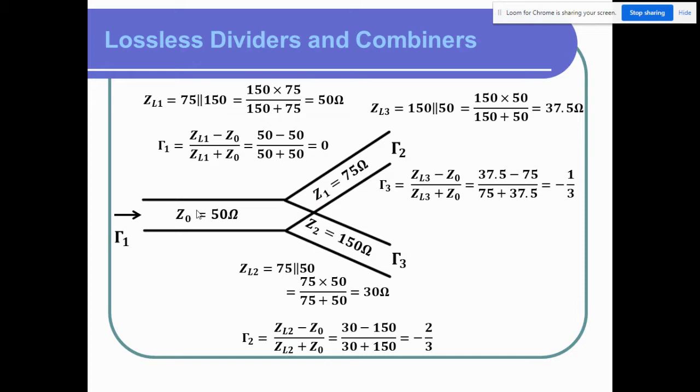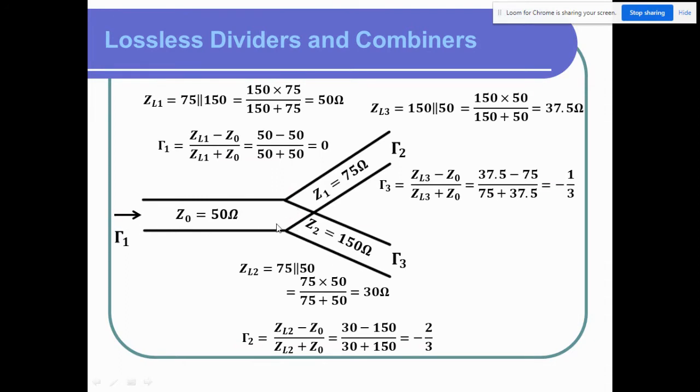So the equation: for any reflection coefficient, if you want to find it from any port, it is the load impedance minus the characteristic impedance or line impedance, divided by the load impedance plus the characteristic impedance. So we need to find ZL first, and then we use this value to calculate the reflection coefficient. So let us consider port 1 first.